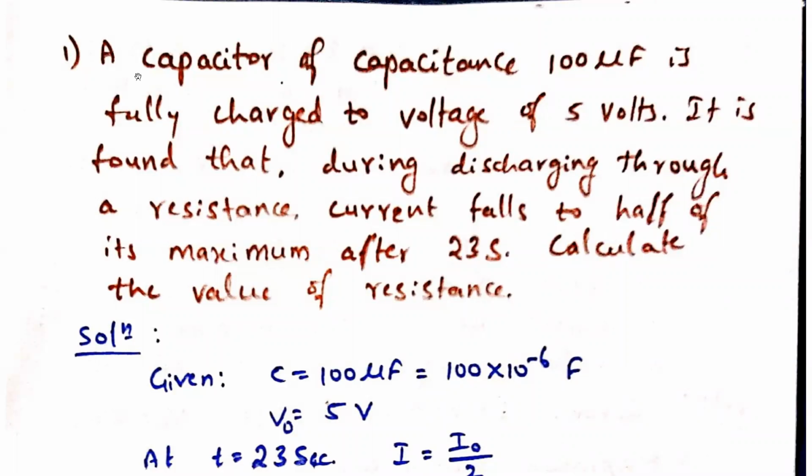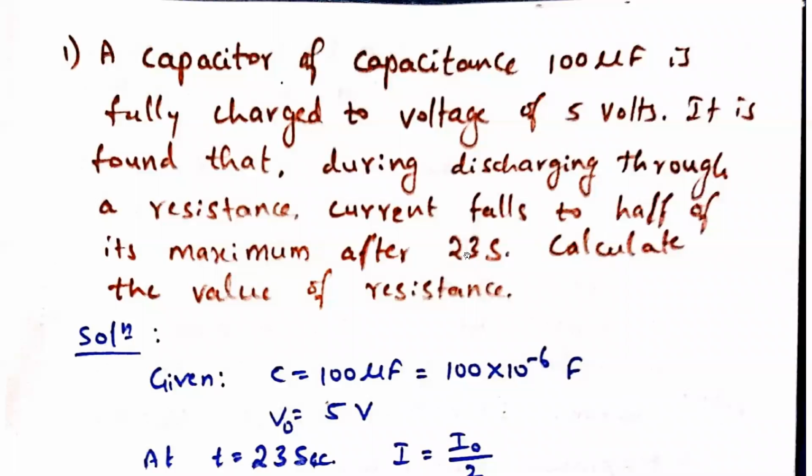So let us take this problem. A capacitor of capacitance 100 microfarad is fully charged to a voltage of 5 volt. When charged to 5 volt, the capacitance of the capacitor is 100 microfarad. It is found that during discharging through a resistance, current falls to half of its maximum after 23 seconds.